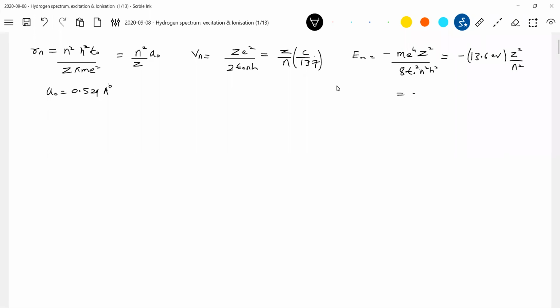or in terms of Rydberg, minus RHC, where Rydberg constant R equals 1.09 into 10 to the power of 7. I think these are the various forms we ended up with. So I think I actually wrote everything here, no need to write that.